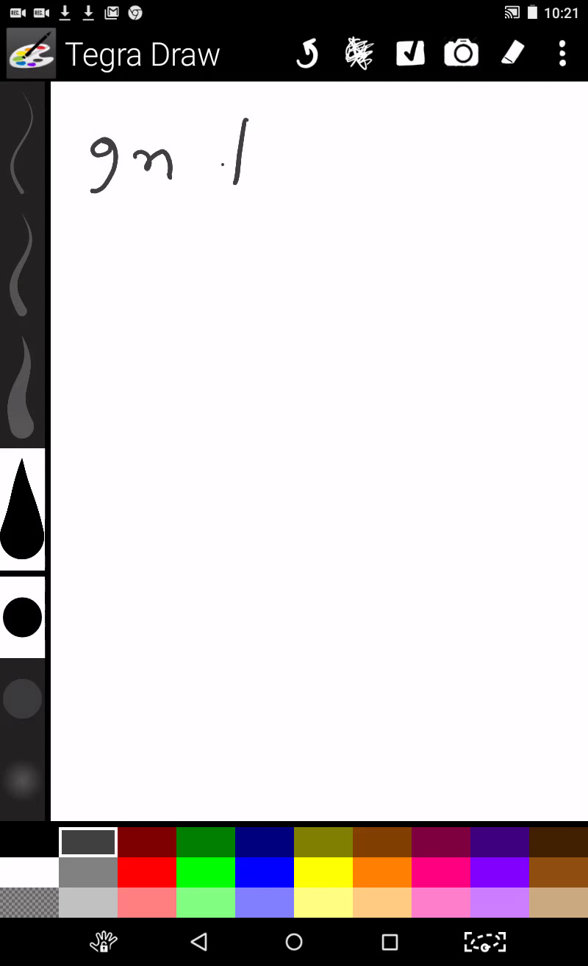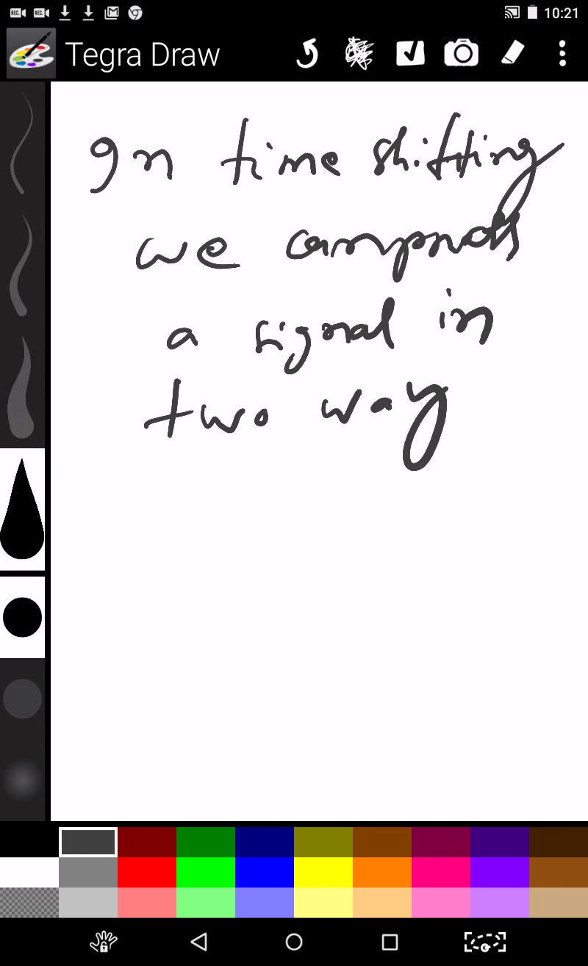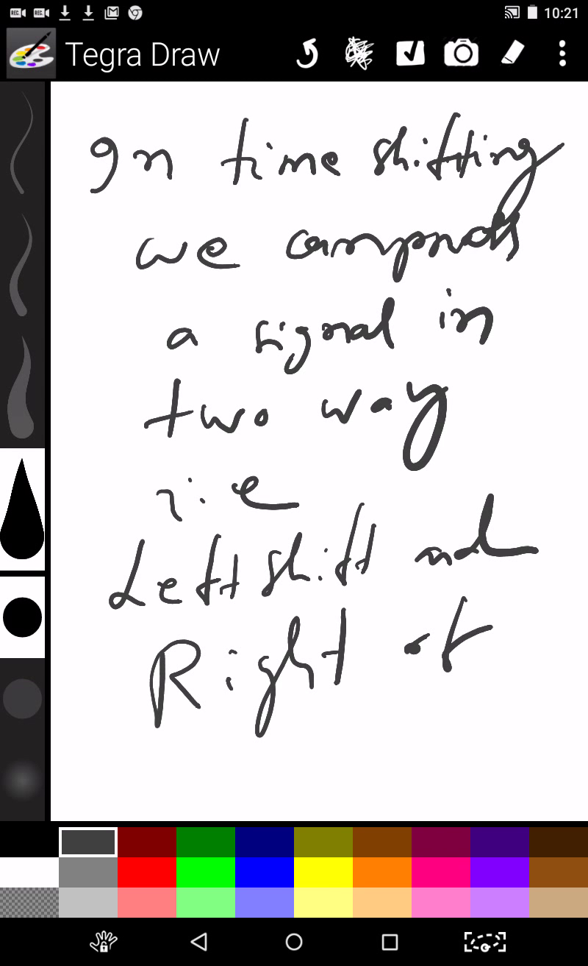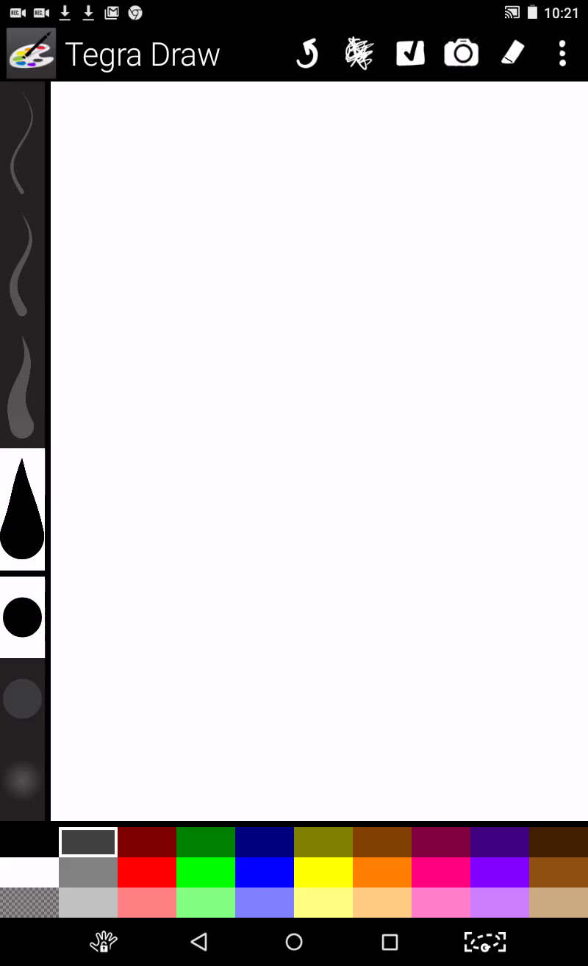In time shifting, we can process a signal in two ways: left shift and right shift of a signal in the time domain. First, left shift.